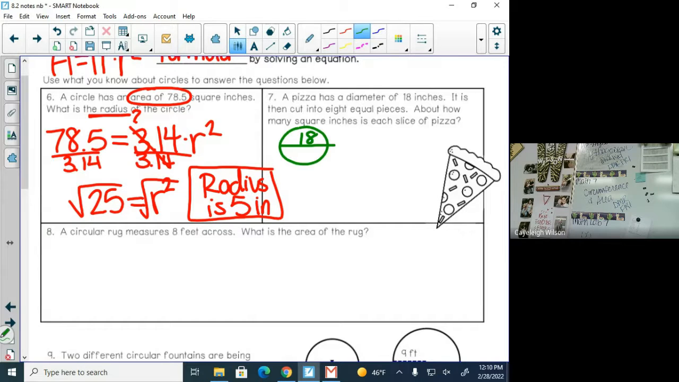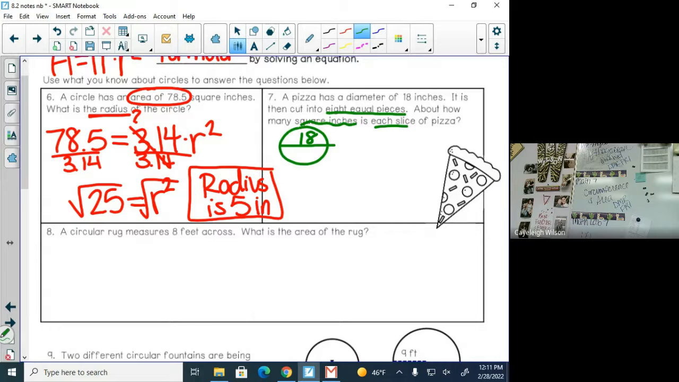It's going to be cut into 8 equal pieces. How many square inches is in each slice of pizza? Am I supposed to find circumference or area? And how do you know? Anybody have any ideas? Alexa? Area? Because of what word? Inches. Yeah. Square inches.